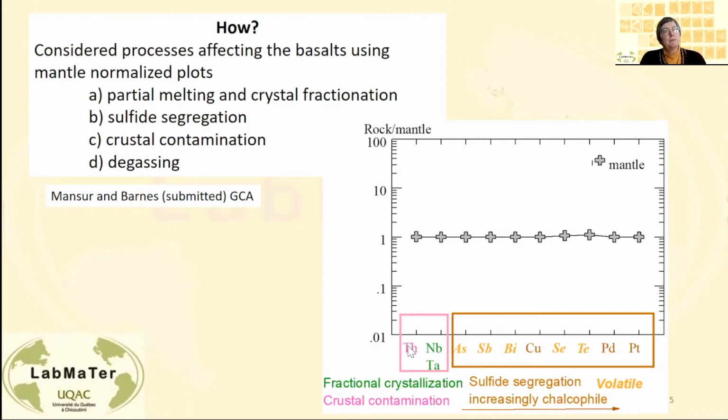Thorium is also incompatible, of course, but it concentrates a lot in the continental crust. So it's going to give us a signal when there's crustal contamination, continental crust contamination. Then the TeAsBiSb and a few other chalcophiles that are incompatible are plotted in order of their partition coefficient into a sulfide liquid. So why did we add the copper, palladium, and platinum, apart from the fact we happen to have these results? Well, that is because these elements are considerably less volatile than the TeAsBiSb. So that could give us some control on whether we've got degassing.